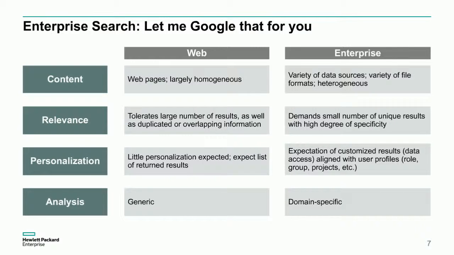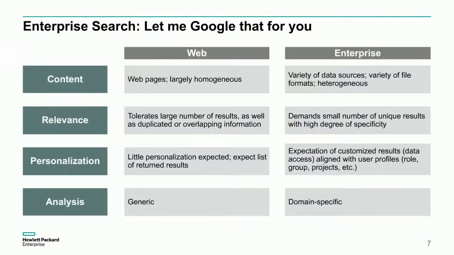Now, user expectations are largely couched in the web search experience. While web search and enterprise search have some things in common, they're actually quite different. In terms of content, web search is pretty homogeneous. At a very basic level, it simply looks at web pages. Enterprise search, as we've discussed, has a far broader range of content it needs to look at. It needs to be able to look across a variety of data sources and a variety of file formats.